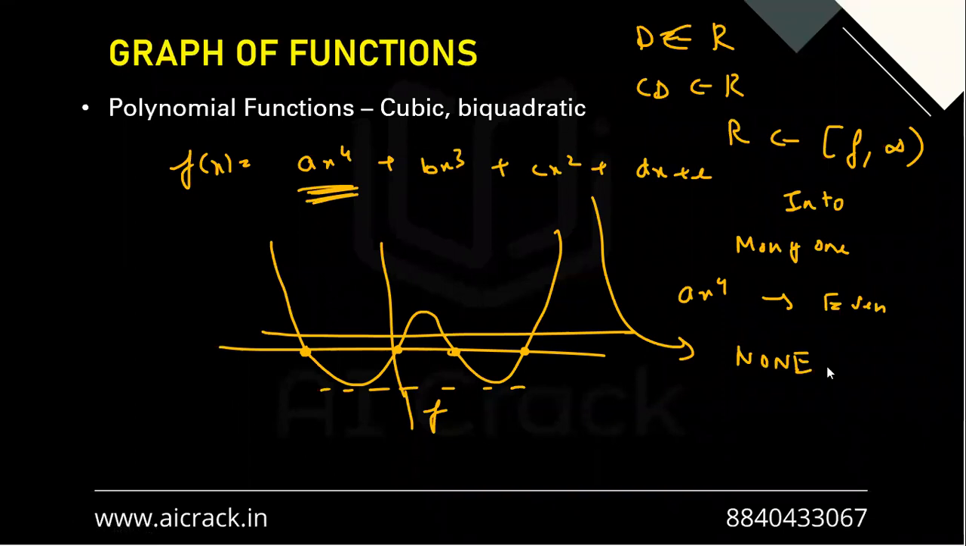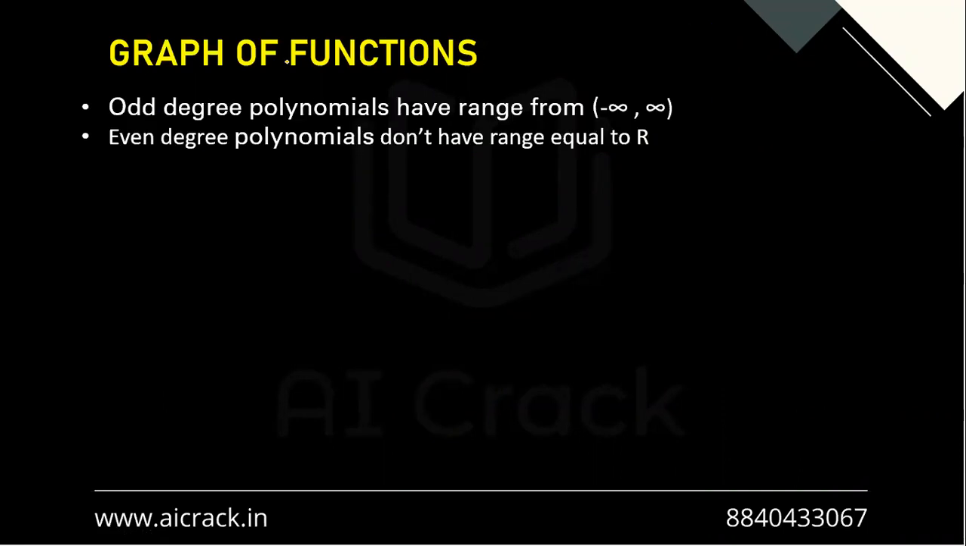So this was a discussion about cubic and biquadratic functions. The contents of this slide I've already discussed, right? Odd degree polynomials have range from minus infinity to infinity. We have seen that in case of a linear function or a cubic function, the range is from minus infinity to infinity, basically R. But in case of even degree, it's not equal to R, because it's from a certain value, let's say E to infinity, or minus infinity to F. That is the case in even degree polynomials. We have seen that in quadratic and biquadratic as well.